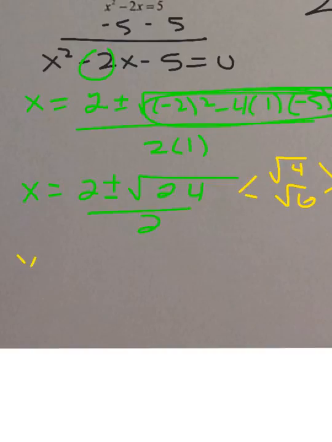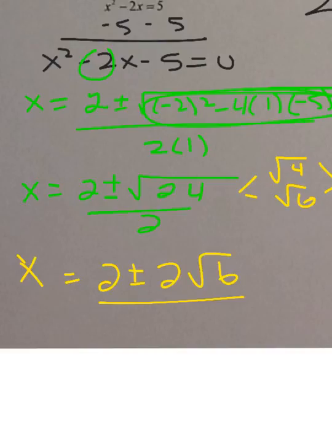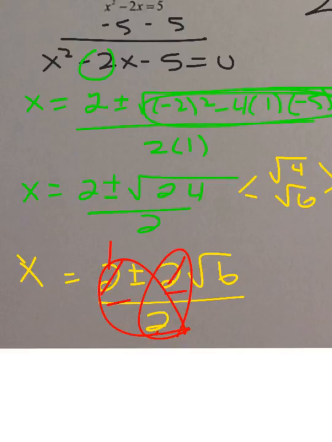So I have x is equal to 2 plus minus 2 the square root of 6 over 2. And now I'm going to reduce. What goes into 2, 2, and 2? 2 goes into 2 once, 2 once, 2 once. So x equals 1 plus minus the square root of 6.